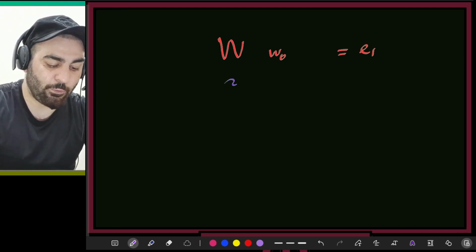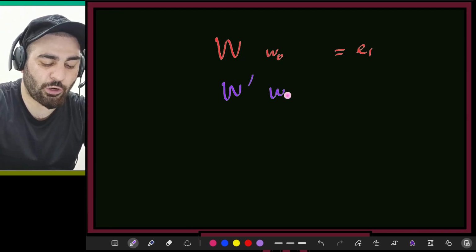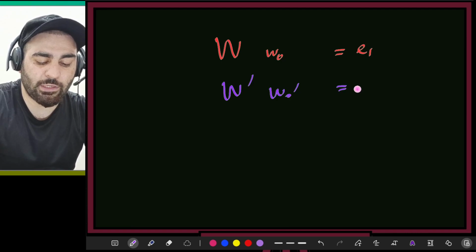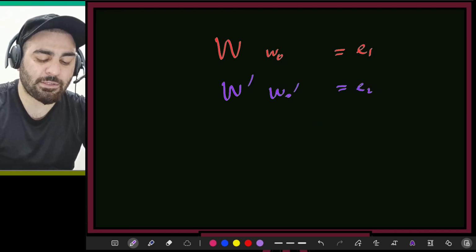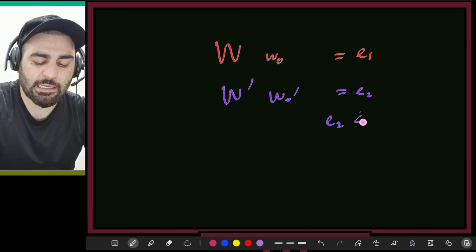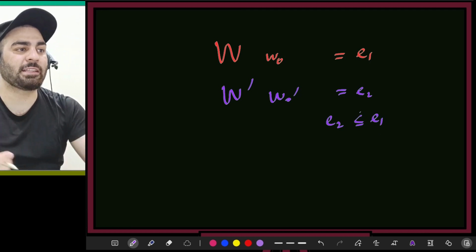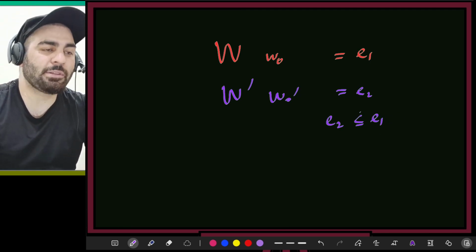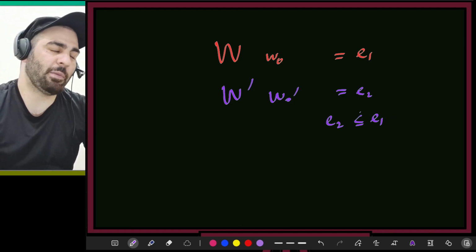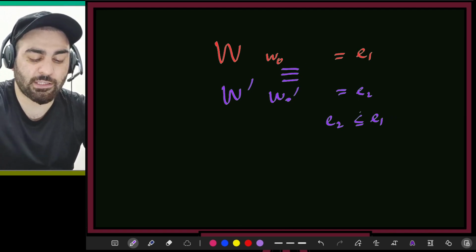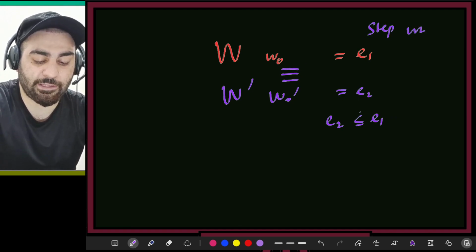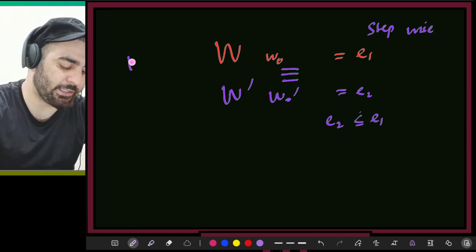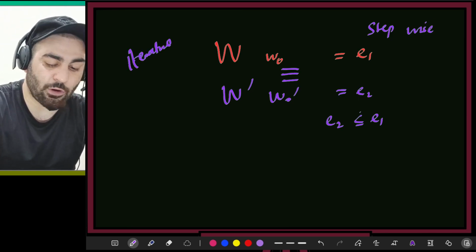So we have this w dash and w naught dash, and an e2 is there. It will make sure that this e2 is less than or equal to e1, so that we are minimizing the error. Sometimes it takes multiple epochs, by epoch I mean multiple steps. So this is a stepwise procedure, and it's an iterative algorithm. That is what I'm talking about, gradient descent.